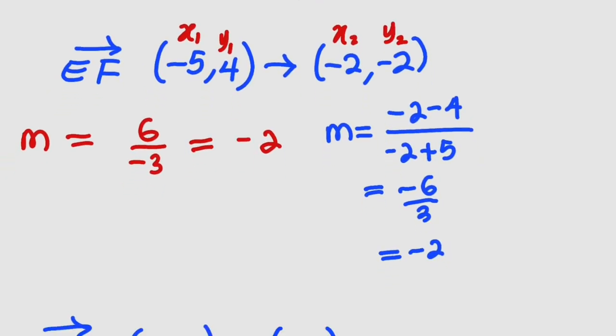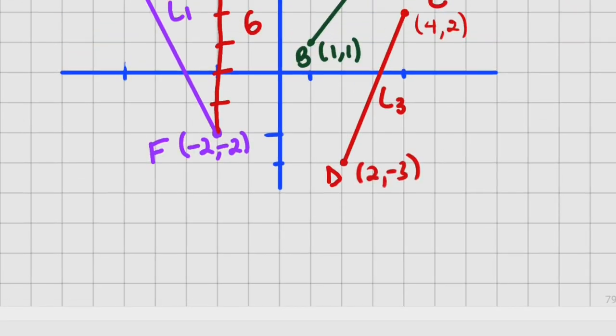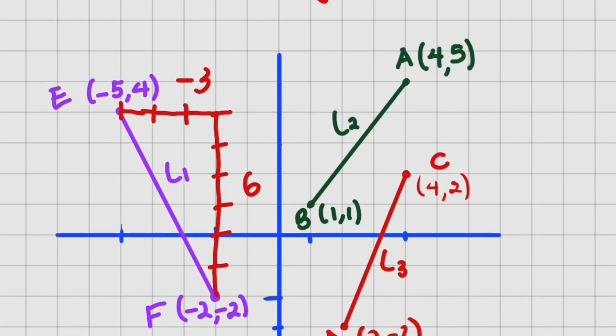So now let us move on to the second line, which is line AB. You can see line AB here. You can also form a right angle triangle from bottom to the top. So what is the change in Y? We have 1, 2, 3, 4. This is 4, right? And change in X is 1, 2, 3. We are going to consider it as positive 3 because we are moving to the right.